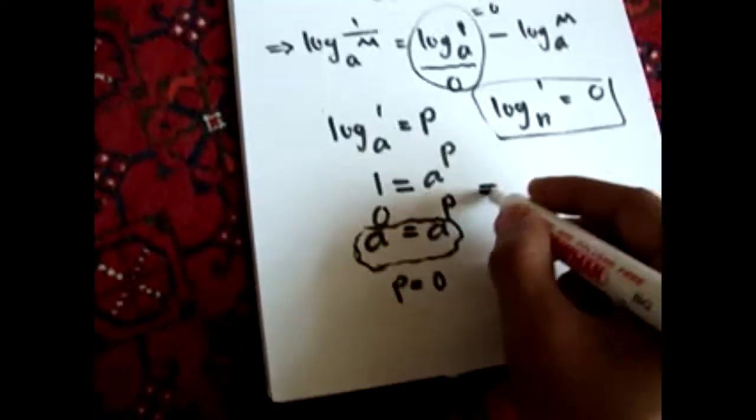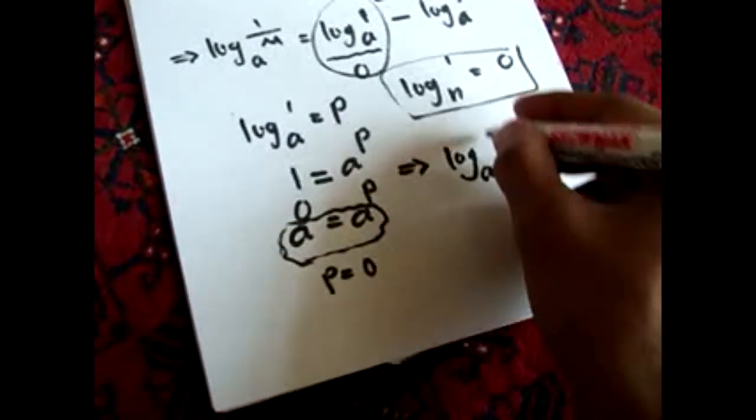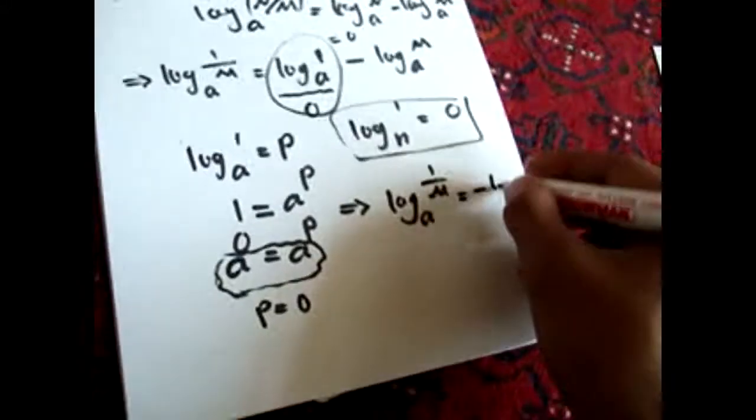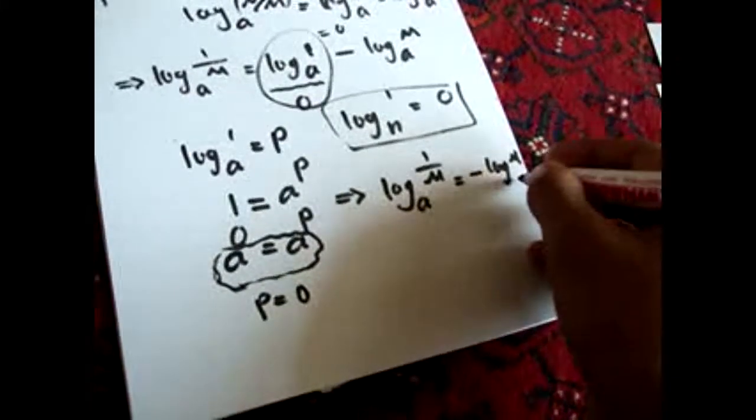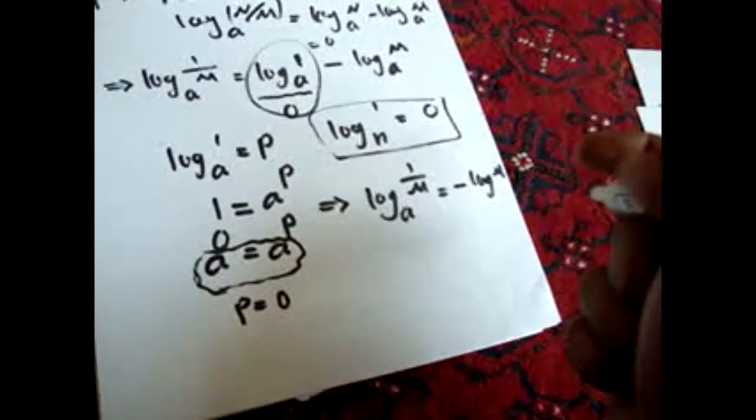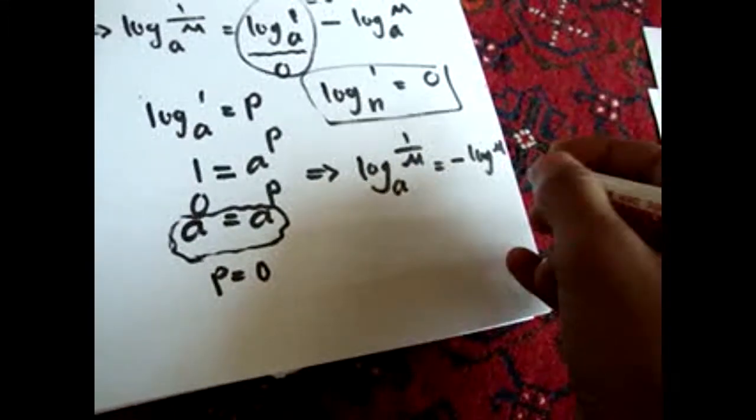So finally we can write that logarithm base a of 1 over m is simply equal to minus logarithm base a of m. I do apologize for that, every time I make a mistake reading logarithm. Minus log base a of m.